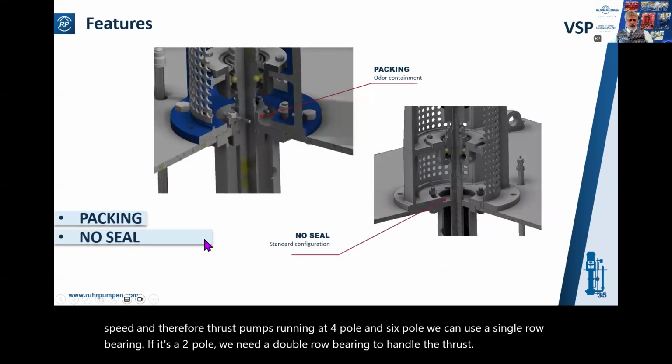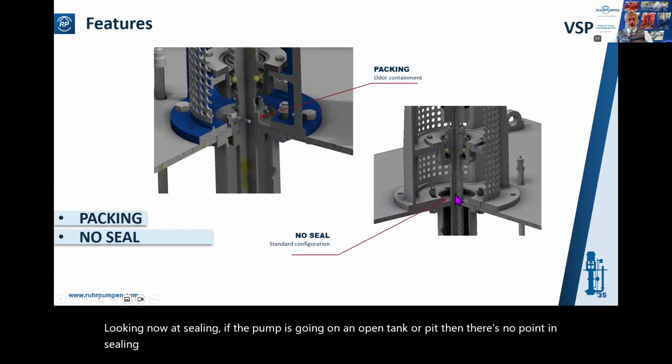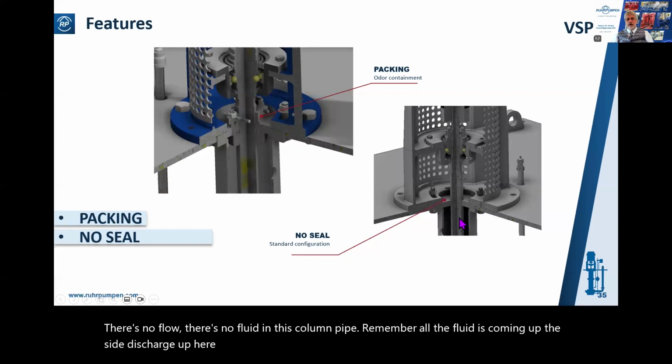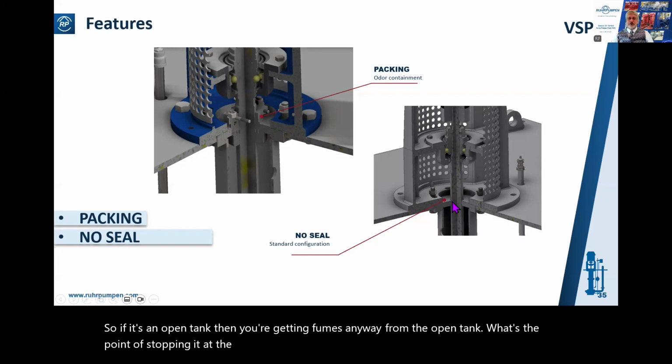Looking now at sealing, if the pump is going on an open tank or pit, then there's no point in sealing the shaft in this area. There's no flow, there's no fluid in this column pipe. Remember, all the fluid is coming up the side discharge up here somewhere. So if it's an open tank, then you're getting fumes anyway from the open tank. What's the point of stopping the very few fugitive emissions from coming through here?